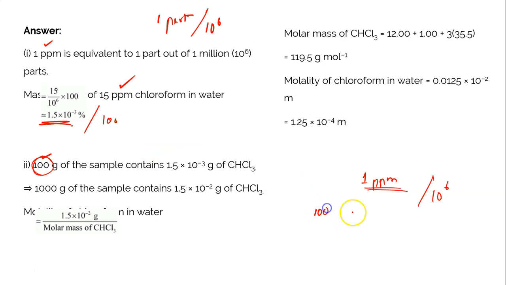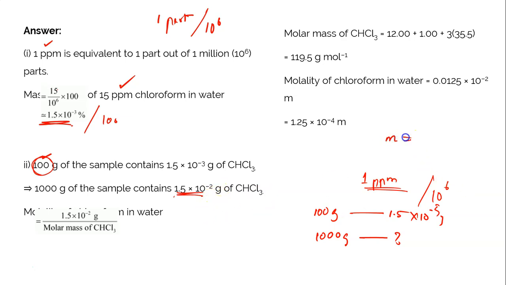Through this cross multiplication: if 100 grams has 1.5 into 10 power minus 3 grams of chloroform, 1000 grams will have how much? 1000 into 1.5 into 10 power minus 3 divided by 100, which in turn gives you 1.5 into 10 power minus 2 grams. So now this is the mass of chloroform.